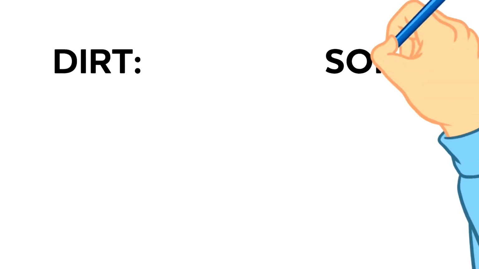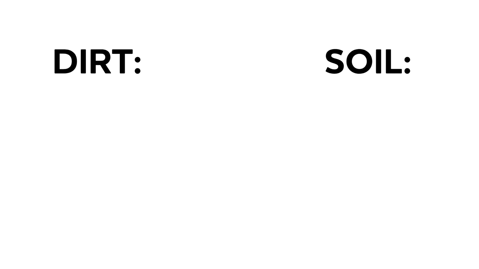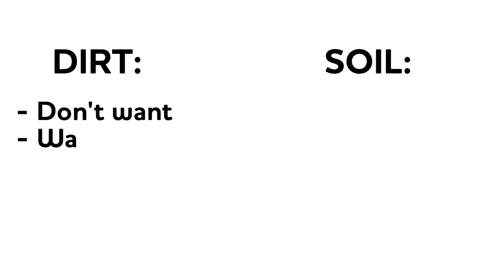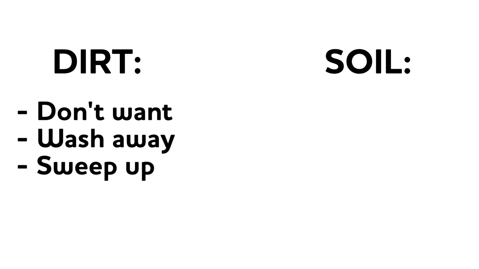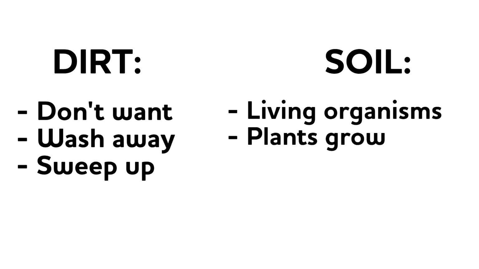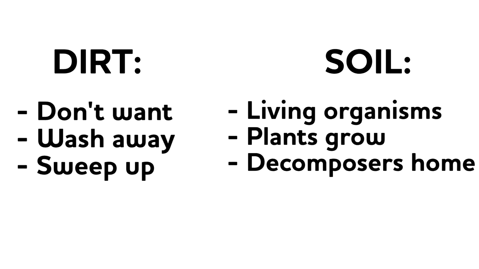And that leads us to two more words we need to define: dirt and soil. As I always tell my students, dirt is something we want to get rid of, something we want to wash off of our hands or our clothing, or that we sweep up off the floor. Soil is filled with living organisms. That means soil not only provides a place for plants to grow, but it's also home to millions of decomposers.